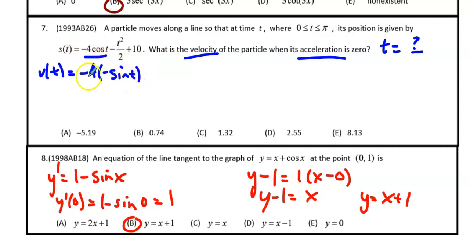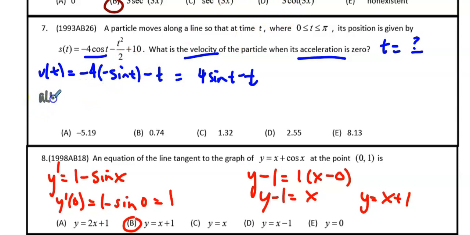So that's why you can always just take the constant, plop it down, and then take the derivative of your trig function. So we get the derivative of -4 cosine of t is +4 sine of t. And then this is going to be negative. And remember, it's going to be 1/2 t to the second. So you're going to move the 2 down, and the 2's are going to cancel. So you're going to get t to the first power, and then the derivative of 10 is just going to be 0. So let's rewrite this a little bit nicer for us. So we're going to get 4 sine of t minus t. Okay, so that's our velocity function.